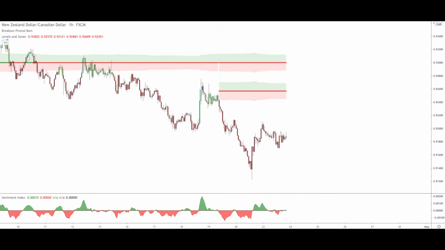Today we are looking at an opportunity on the New Zealand dollar versus the Canadian dollar. It's not a pair which I typically trade, but I believe we might get an interesting opportunity coming on. We are on the 1 hour time frame and we are using two indicators to build the setup and one more indicator to confirm our setup.